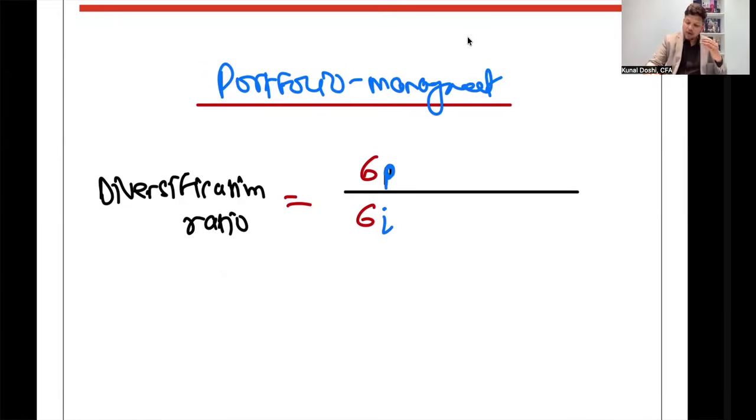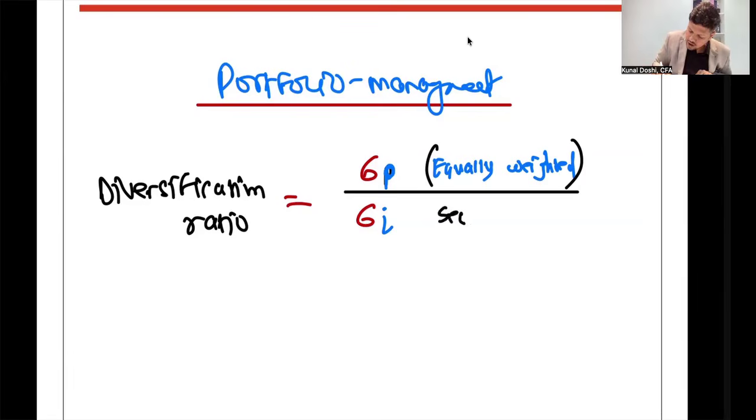Now, what more detail does it have? It is the standard deviation of a portfolio which is equally weighted. This is the drawback of this model, that it assumes equal weights. It is divided by the standard deviation of that individual security from the portfolio. Security I is a security from the portfolio, so it's the standard deviation of that security.